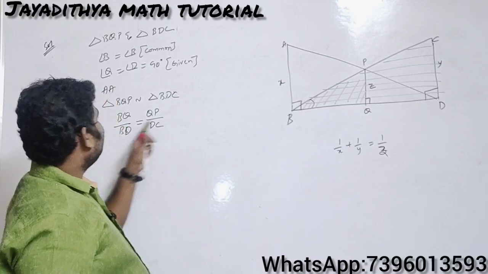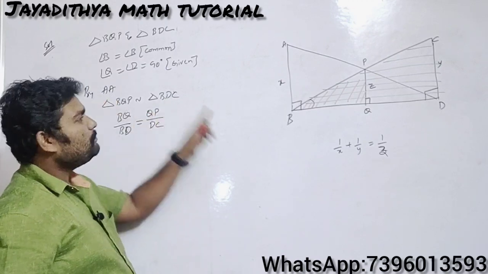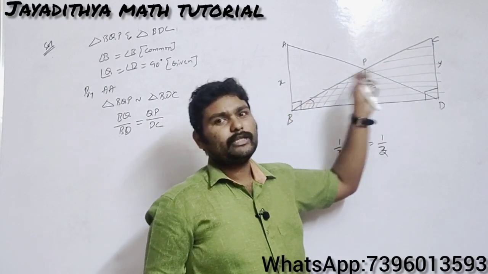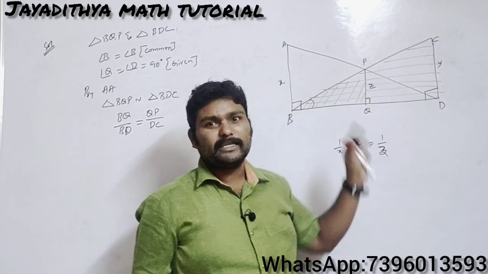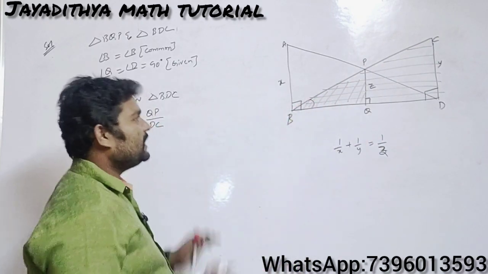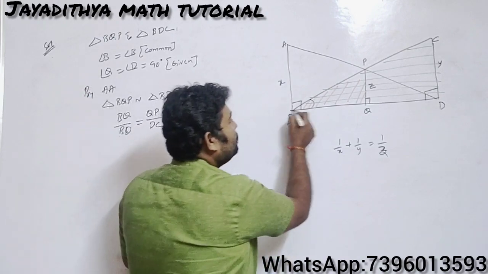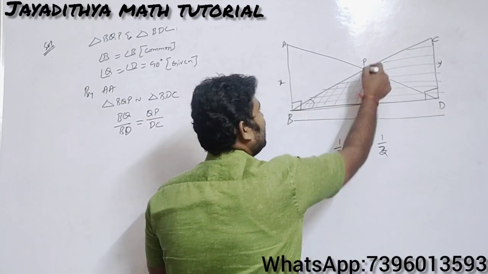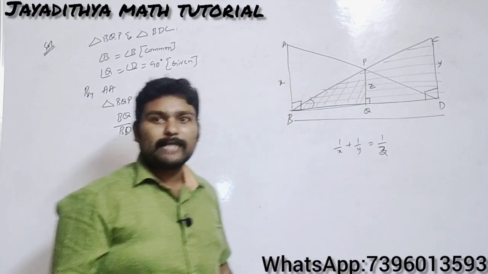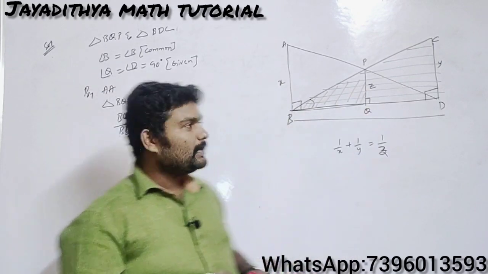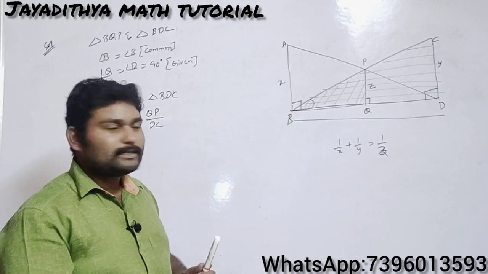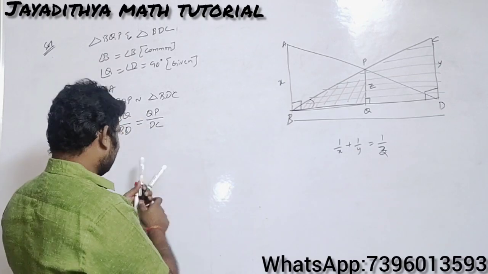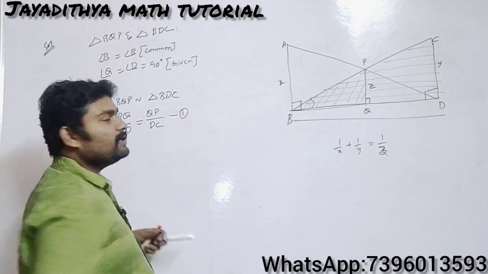Why? Because if you take the other part, that will be BP and BC, and there is not much importance for BP and BC. So I am not taking the third part here. But what is important here? BQ by BD and PQ by CD. These 2 sides are important, so you should take the corresponding sides like that. Take this as equation 1.